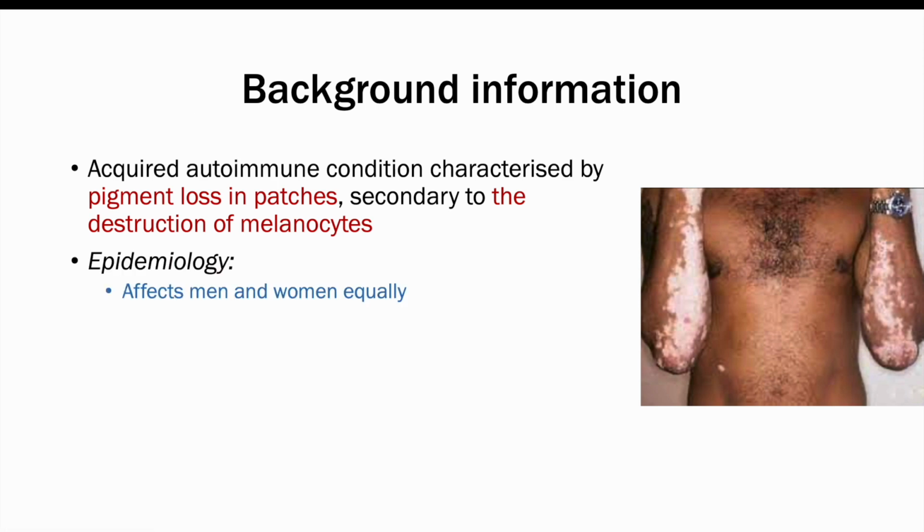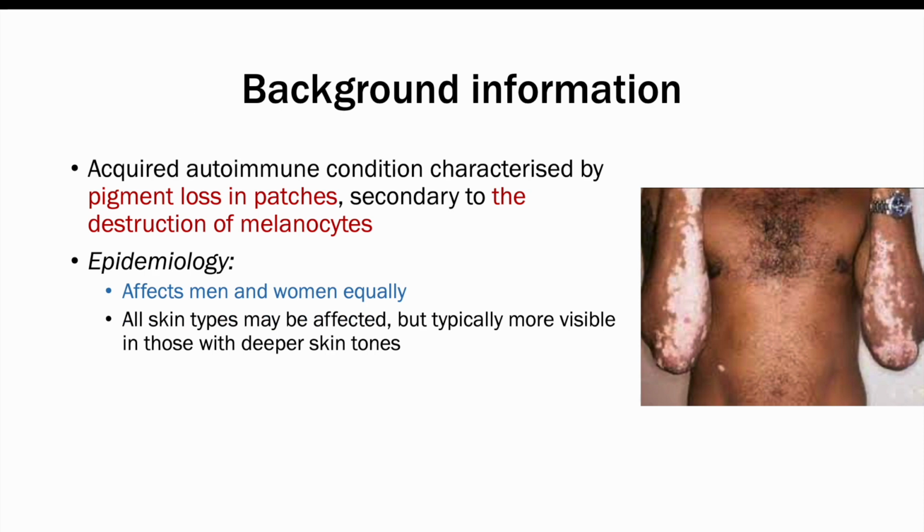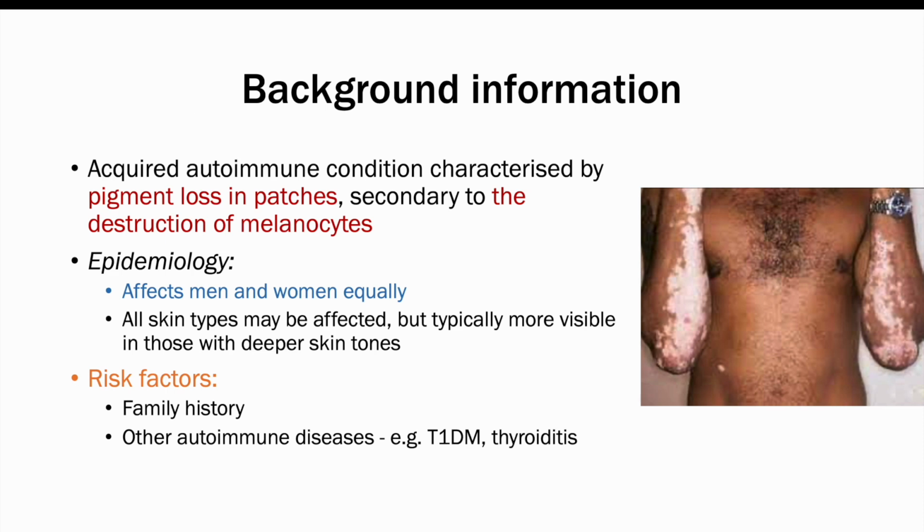For some epidemiology, it affects men and women equally, and it affects all skin types and skin colors. However, the lesions are typically more visible in patients with darker skin tones due to the increased contrast. Whilst it is uncertain what exactly triggers vitiligo, family history and history of other autoimmune conditions such as diabetes or thyroiditis have been linked to an increased incidence. Lastly, vitamin B12 deficiency has also been linked with an increased incidence.